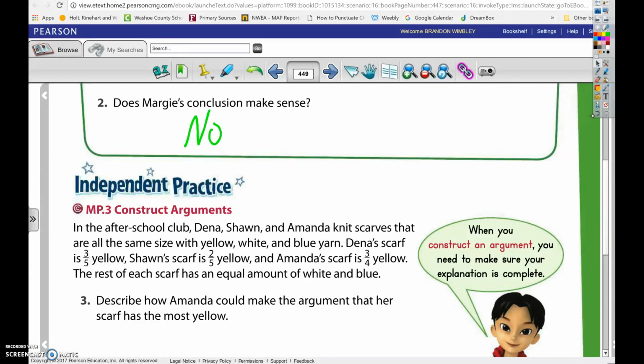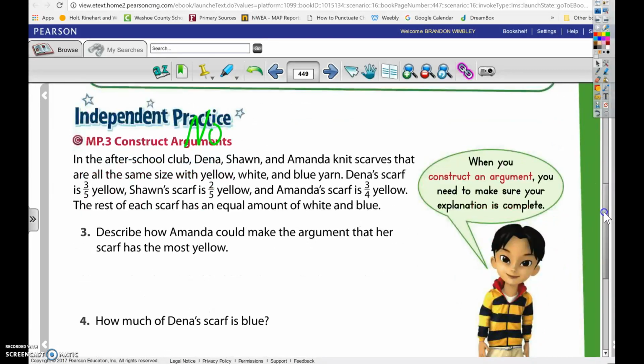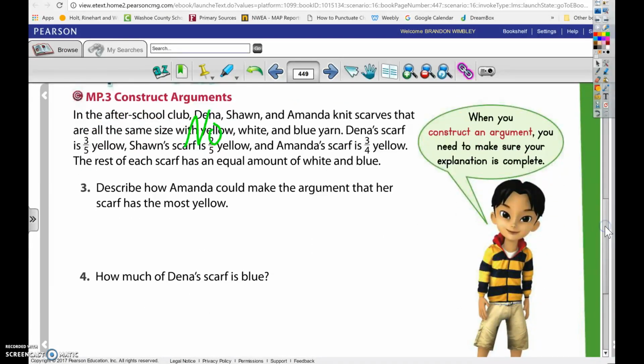Moving on. In the after-school club, Dina, Sean, and Amanda knit scarves that are all the same size with yellow, white, and blue yarn. Dina's scarf is 3/5 yellow, Sean's scarf is 2/5 yellow, and Amanda's scarf is 3/4 yellow. The rest of each scarf has an equal amount of white and blue. Describe how Amanda can make the argument that her scarf has the most yellow.